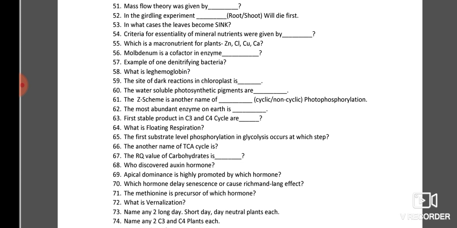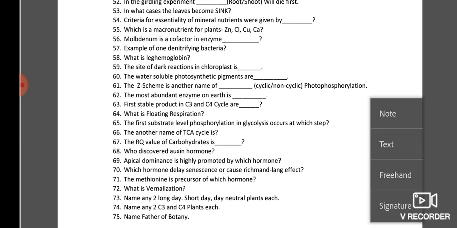Leghemoglobin is a pink color pigment which is an oxygen scavenger. Since nitrogenase works in anaerobic conditions, to create the anaerobic condition, leghemoglobin is important. The site of the dark reactions in the chloroplast is the stroma. Light reactions occur in the thylakoid membrane. Dark reactions occur in the stroma of the chloroplast.